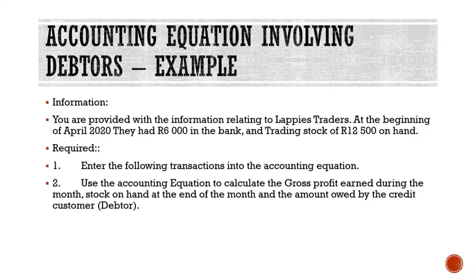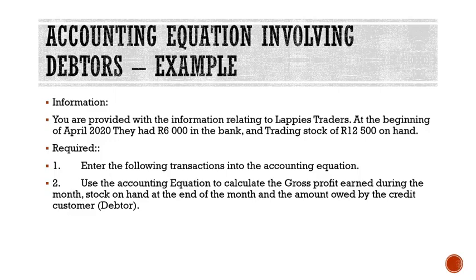Okay, so the information of the question is as follows. You are provided with the information relating to Lapis traders at the beginning of April 2020. They had 6,000 Rand in the bank and trading stock to the value of 12,500 on hand. Required. We need to enter the following transactions into the accounting equation and use the accounting equation to calculate the gross profit earned during the month, stock on hand at the end of the month, and the amount owed by the credit customer, the debtor.